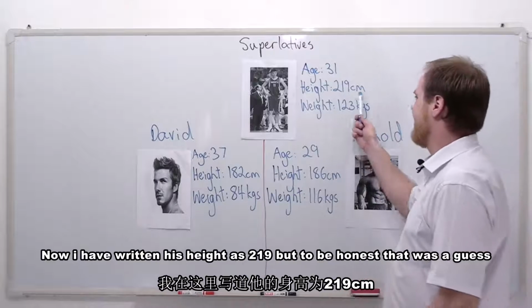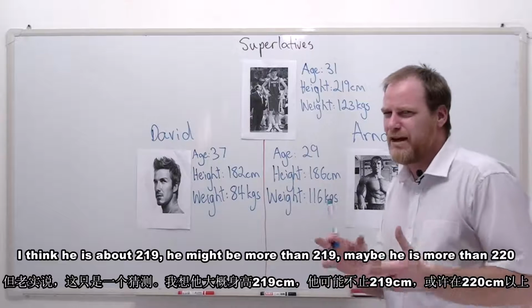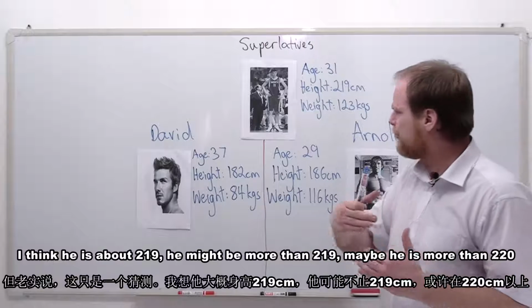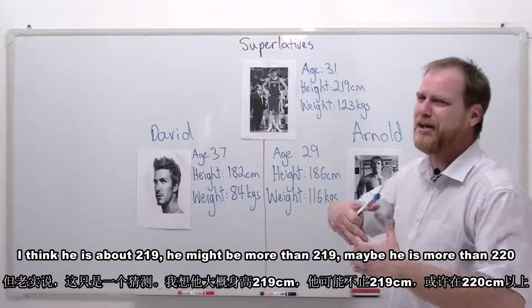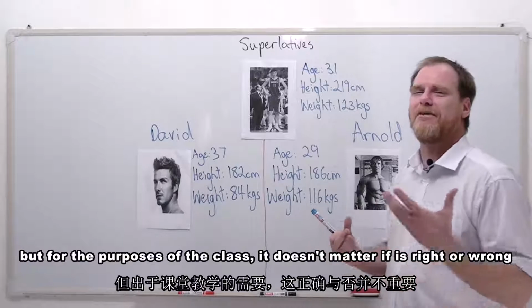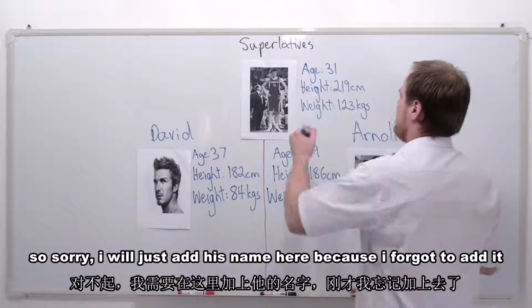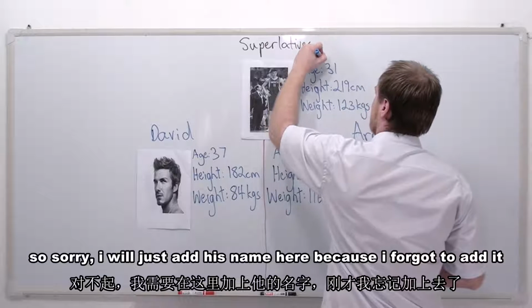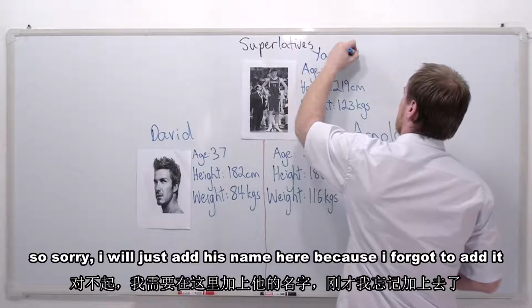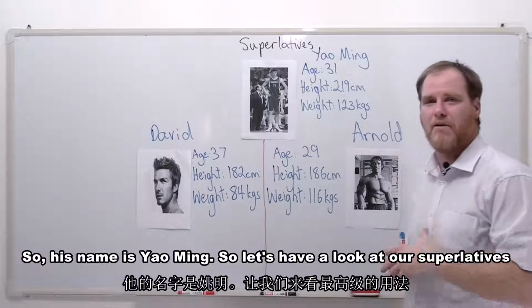Now, I've written his height as 219, but to be honest, that was a guess. He might be more than 219. Maybe he's more than 220. But for the purposes of the class, it doesn't matter if it's right or wrong. Okay? Sorry, I'll just add his name here, because I forgot to put that in. All right, so his name is Yao Ming.